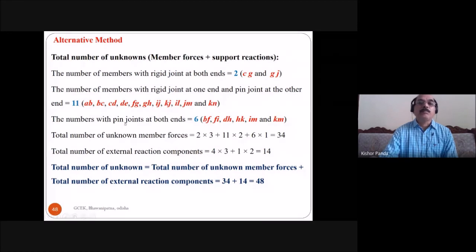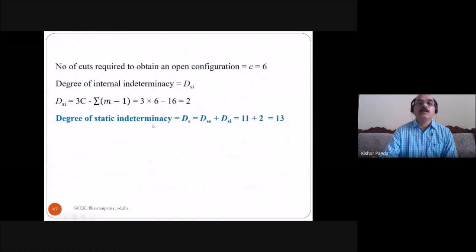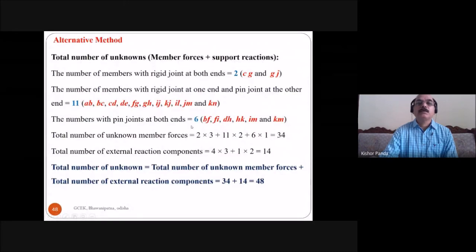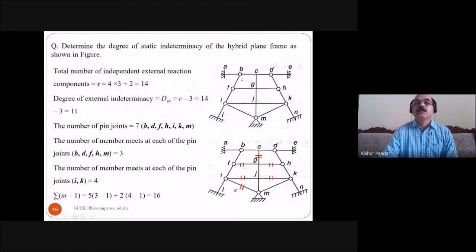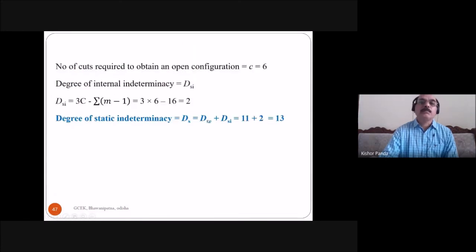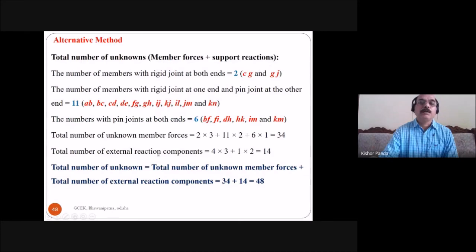Then the number of members with pin joint at both ends. Here you count 6 members with pin joint at both ends. Here you see both ends are pin joint at 1, both ends are pin joint at 2, this is 3, this is 4, this is 5, and this is 6. So 6 members have pin joints at both ends.